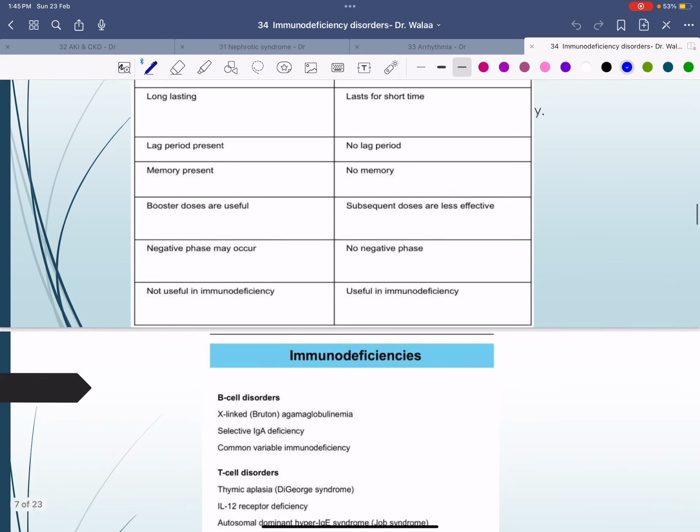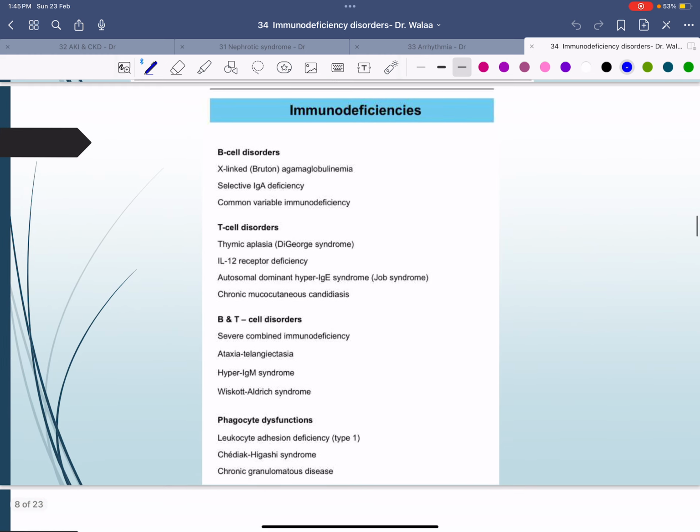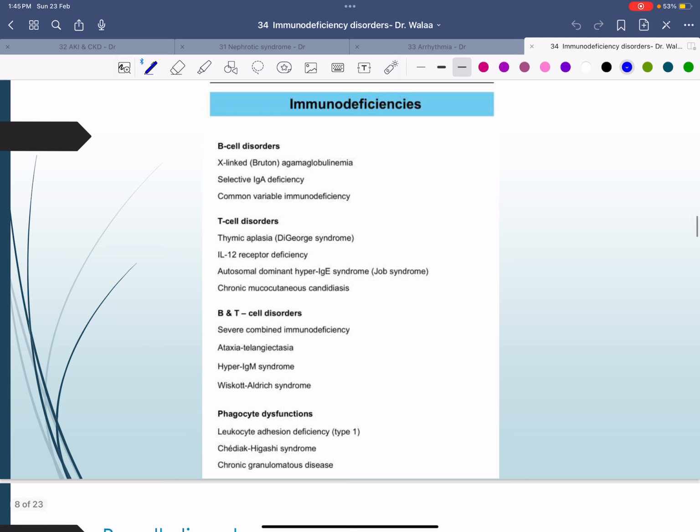We will now review quickly the most common groups of immune deficiency disorders, or inborn errors of immunity. We'll start with B cell disorders because they're much more common than T cell disorders. We'll start with X-linked agammaglobulinemia, or what we call Bruton disease. Bruton disease is caused by a genetic mutation in the BTK gene, which leads to abnormal or absent B cell, what?